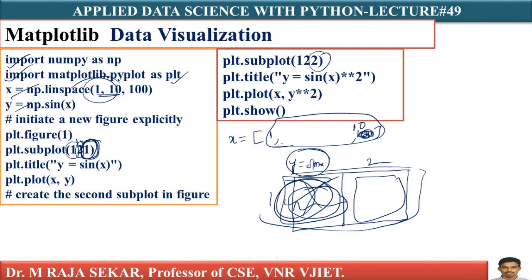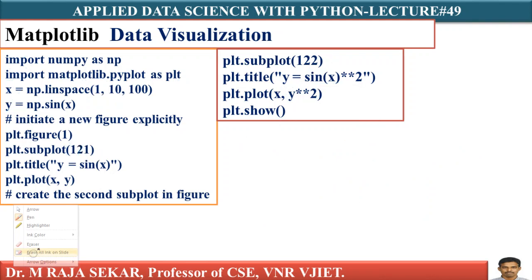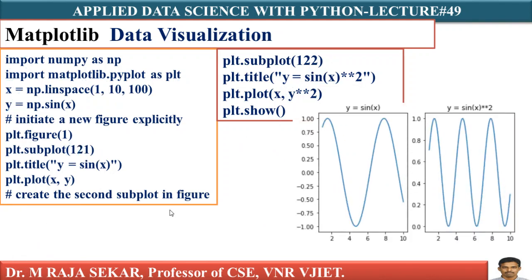For this figure, what is the title? y = sin squared x, or sin square x. plt.plot(x, y squared). You know what x is, you know what y is. y squared means, with y = np.sin(x), np.sin(x) whole squared is essentially sin squared x. Therefore, we are plotting that. How will you get this output? Just see this output.